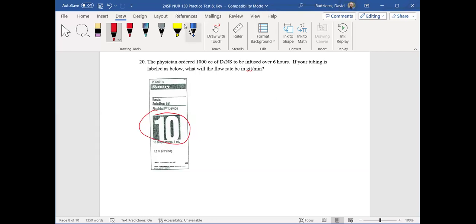All right, so I'm going to take 1,000. We know it's cc, but you should know that 1 cc is the same thing as 1 ml. So I'm just going to write that here like this. And then I have 6 hours. Now, I can go ahead and just do my next step, convert the drop factor. But the other thing I need to do is make sure that I account for my time. So that 6 hours, I need to make sure I convert that to minutes, or six times 60.